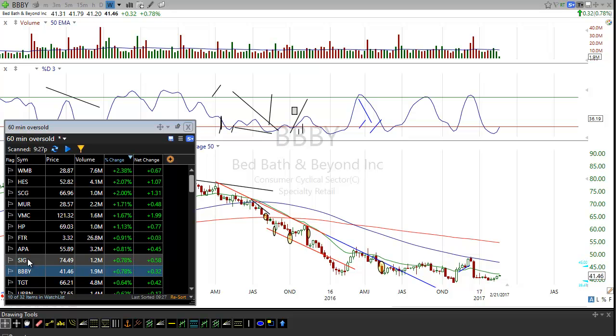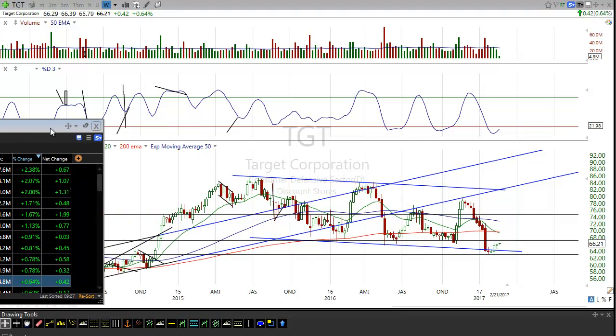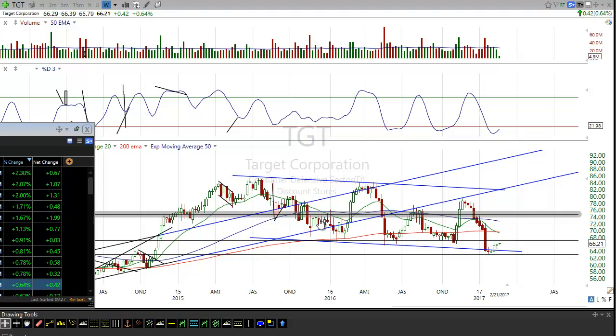Bed Bath & Beyond is oversold on the weekly. Not bad. Starting to turn back up. Target's interesting. We have this nice channel, right down in the channel, and it's actually turning back up. And you can see this is starting to move back up.